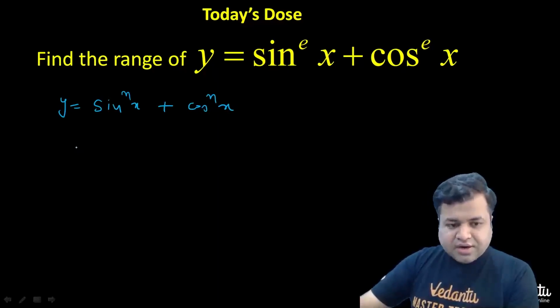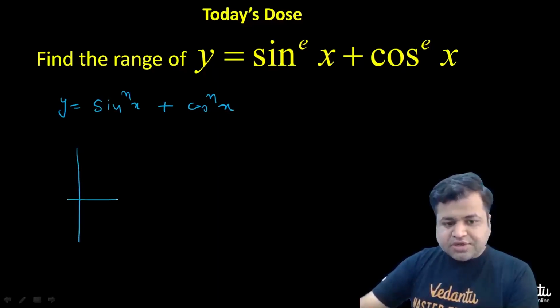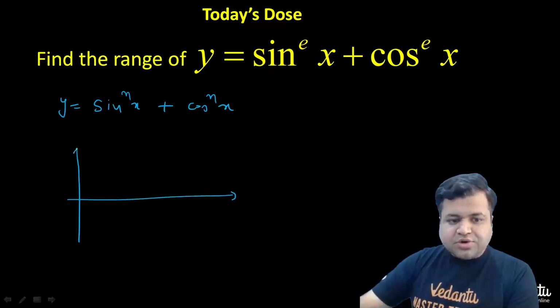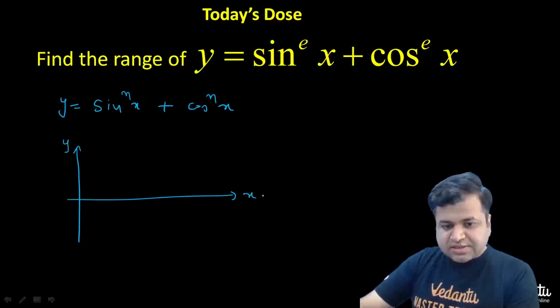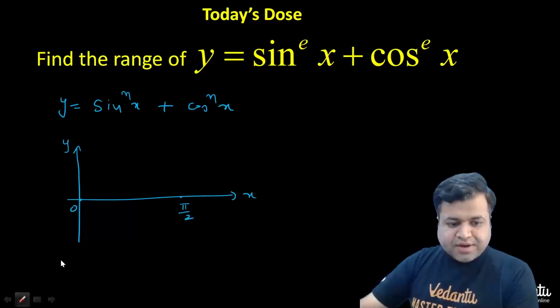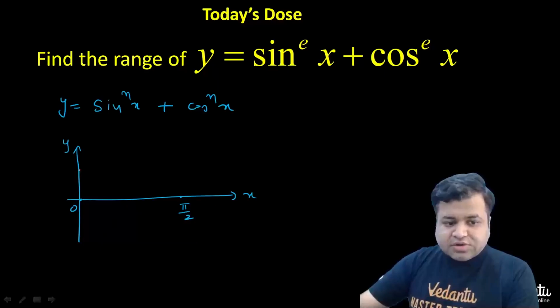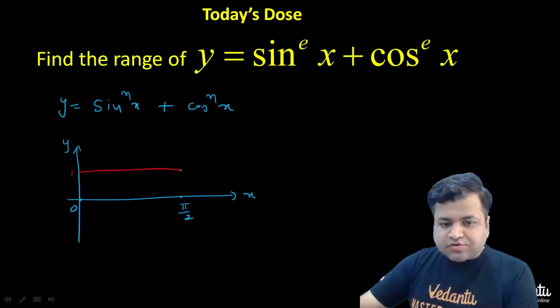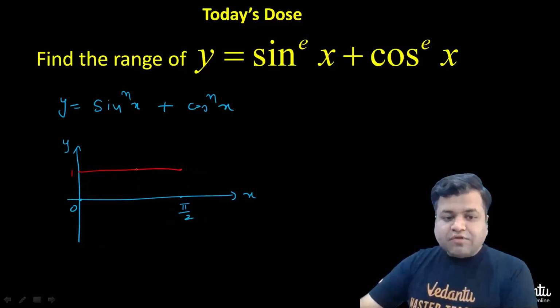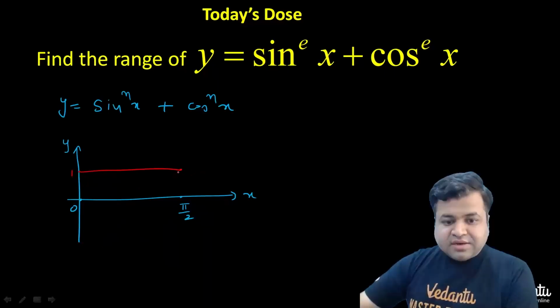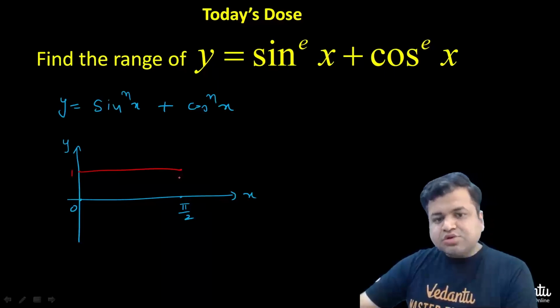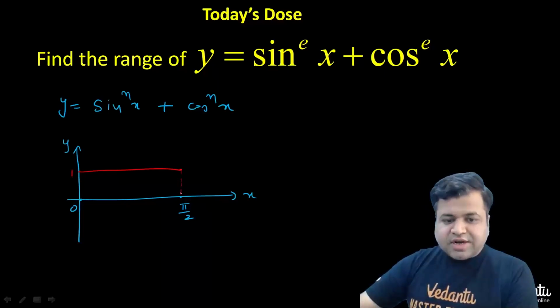And here we are interested only in the region from 0 to pi by 2, or 0 to 90 degrees. This is, let's say, y, and this is, let's say, x. If n is equal to 2, sin^2 x plus cos^2 x is always equal to 1. This will be the graph of sin^2 x plus cos^2 x, which is identically 1.